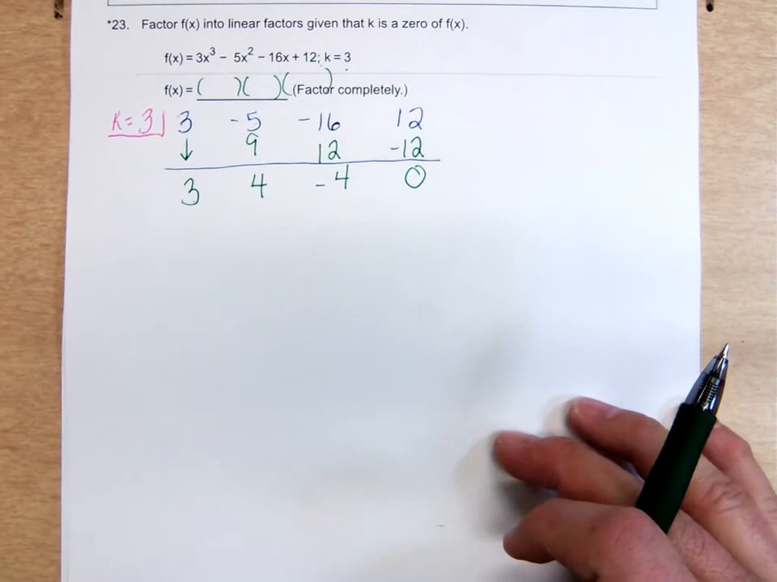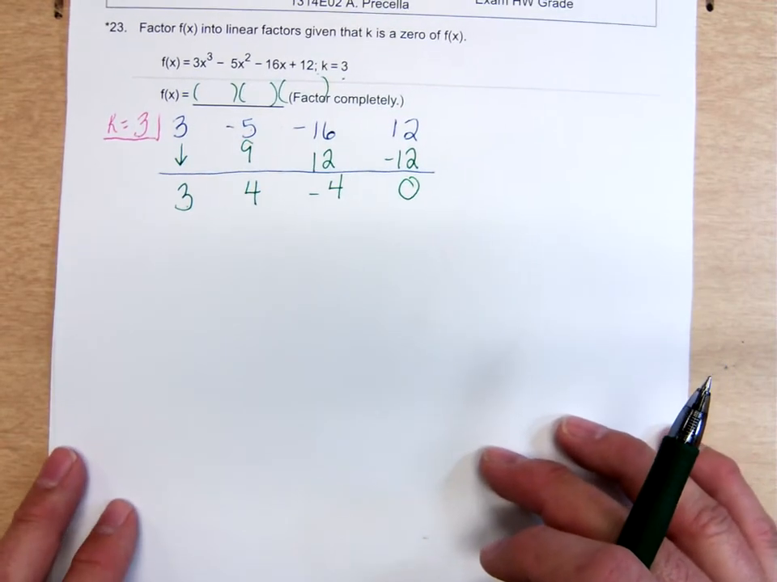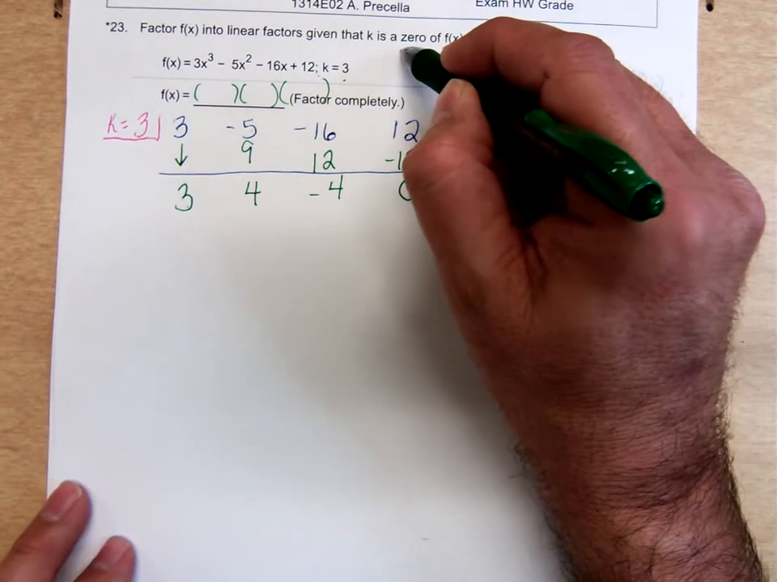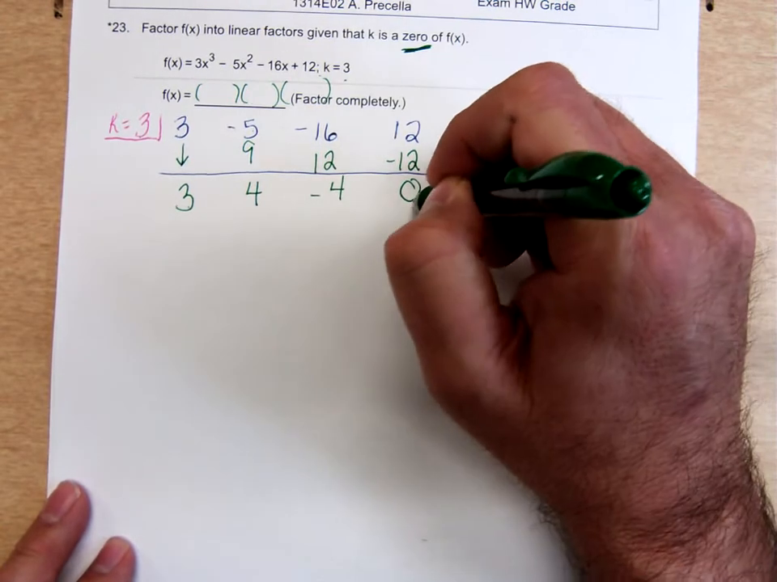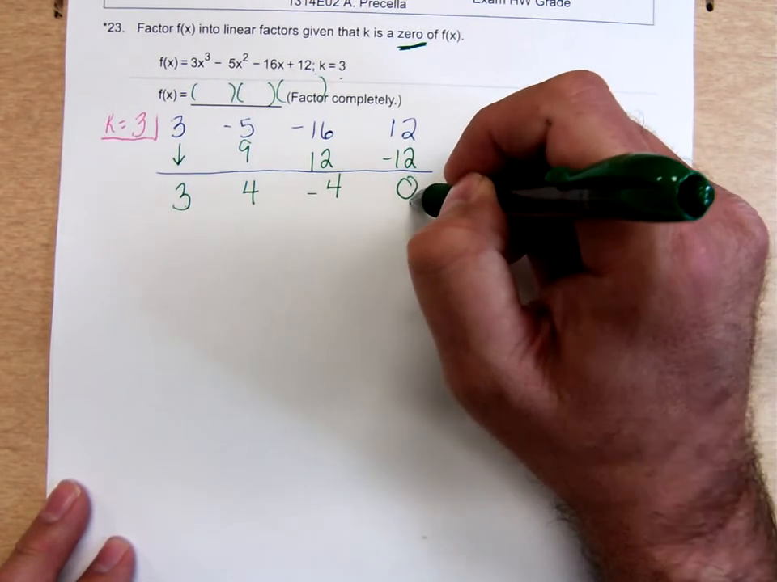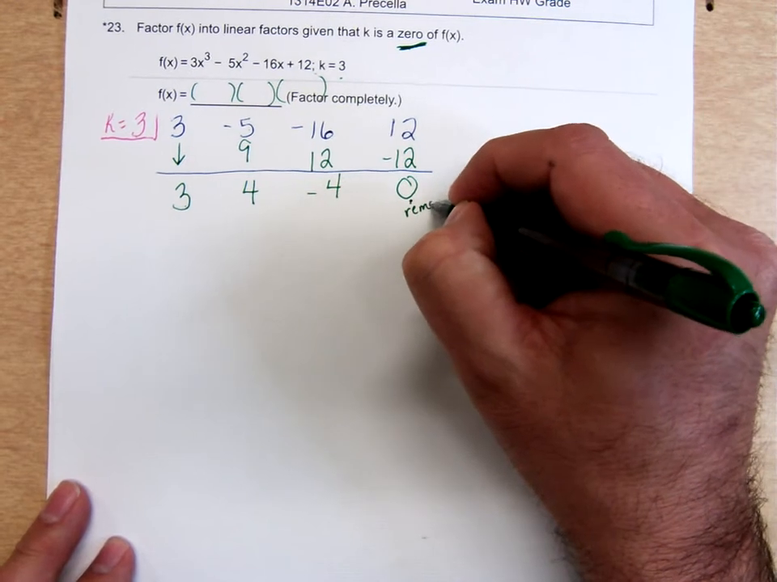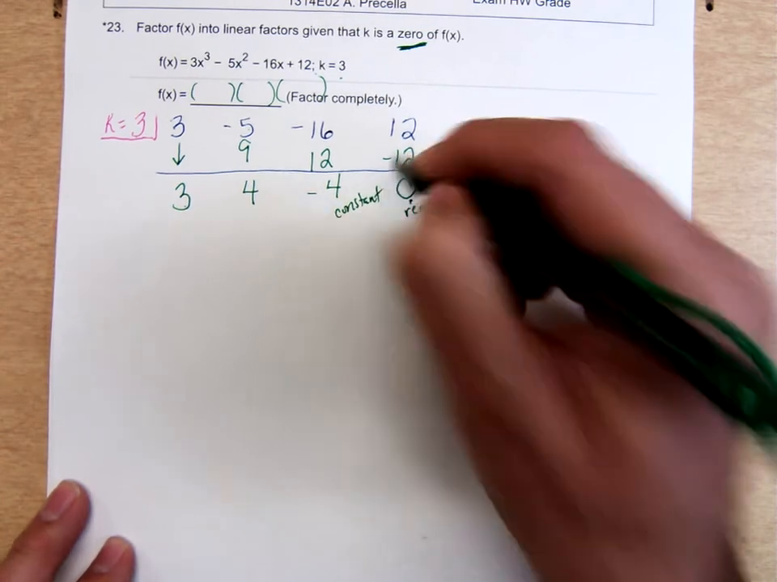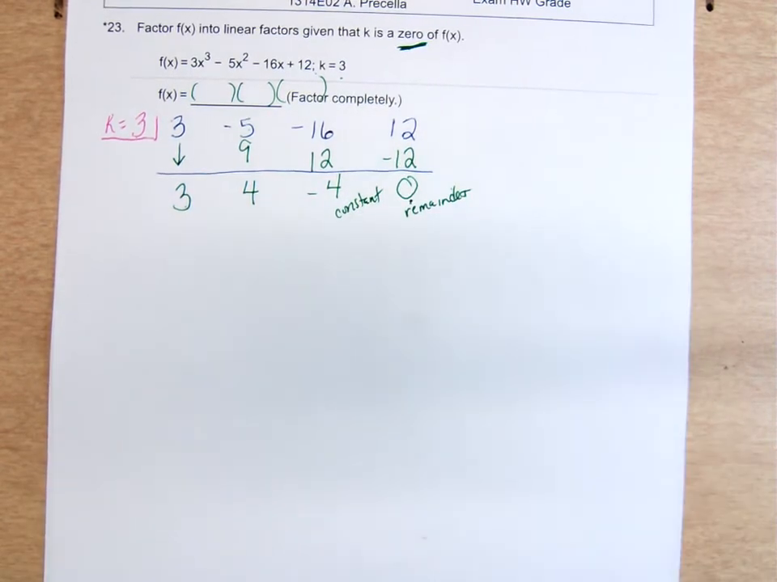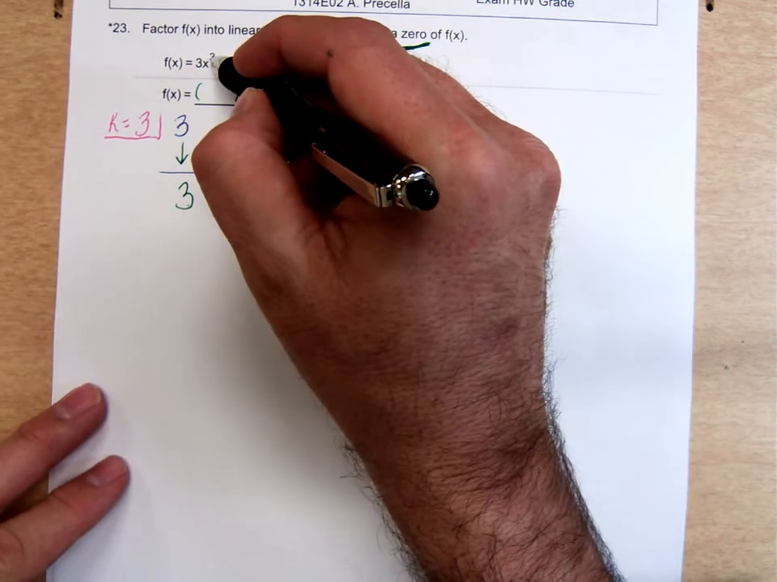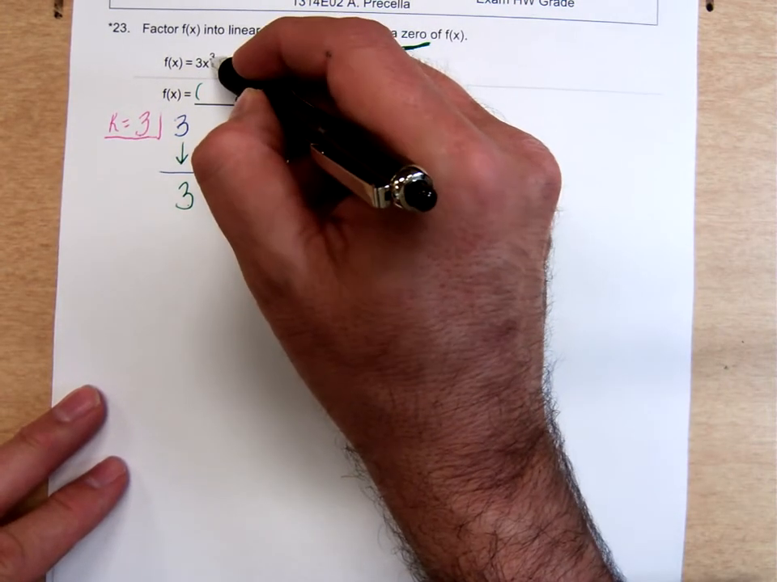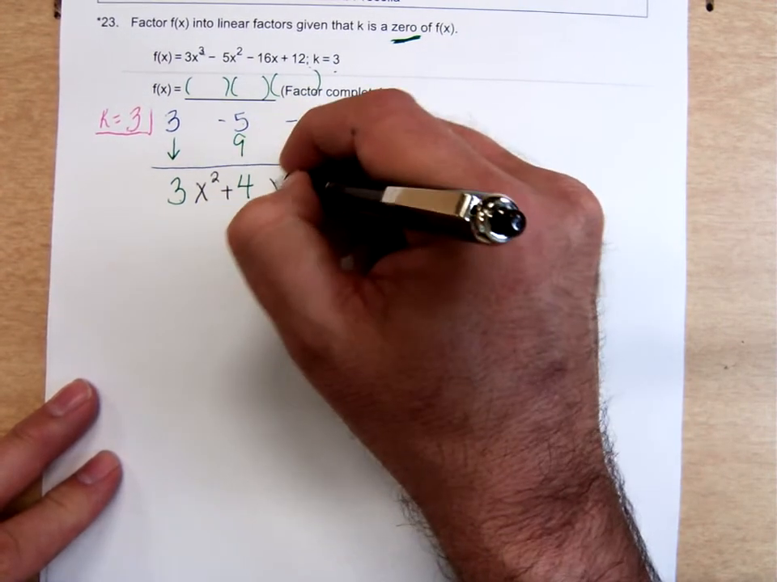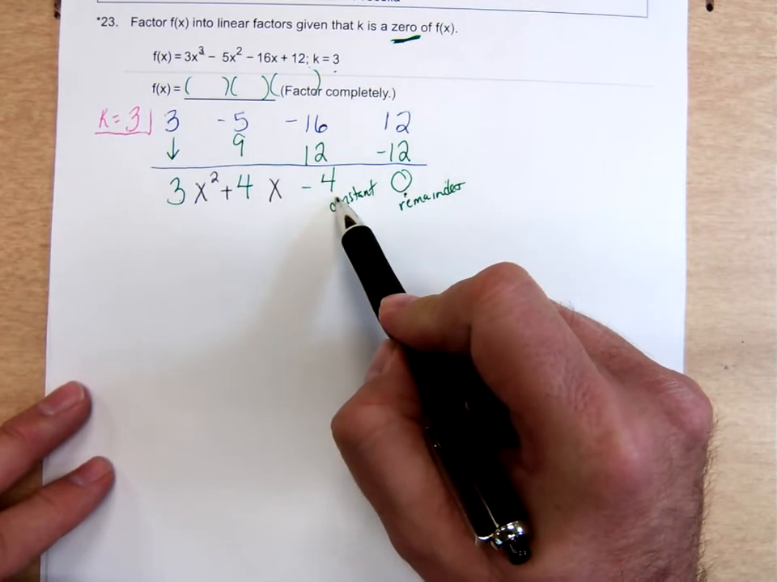I feel very confident in this, that I didn't make some little arithmetic error, because we were told that k is a 0. That means we better be getting a 0 right here. This last number is the remainder. This number is the constant. Do you remember how to put the variables in here? You decrease the exponent by 1. If you started with x to the third, this would be an x squared, then an x, and there's your constant.